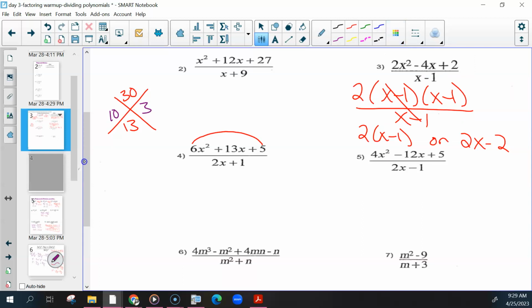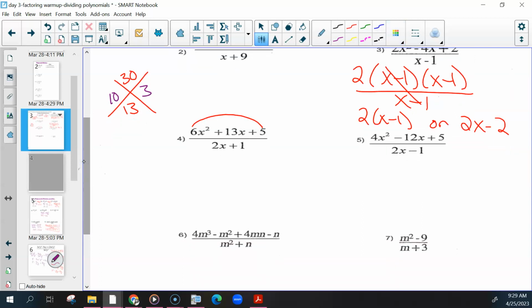So then you're gonna rewrite it into 4 terms. You may need more space for this. 6x squared plus 10x plus 3x plus 5, all over 2x plus 1. Keep bringing down whatever your denominator is. It'll get tedious, but that way you know at the end you're supposed to be dividing and not just factoring.